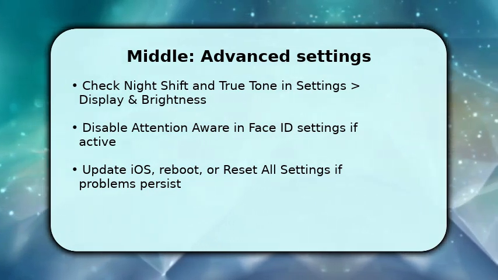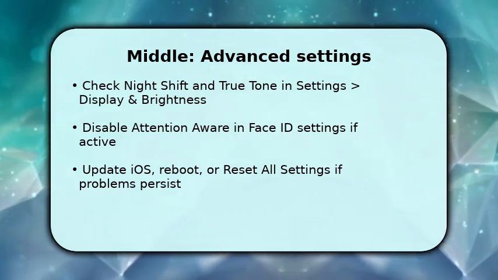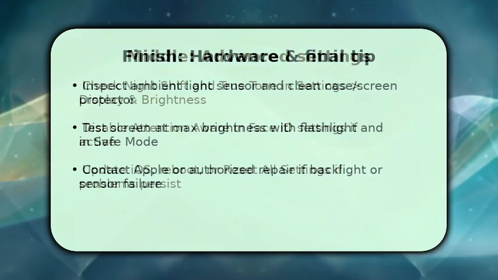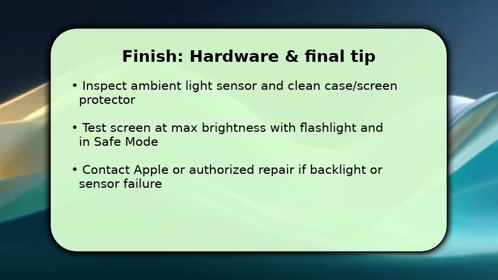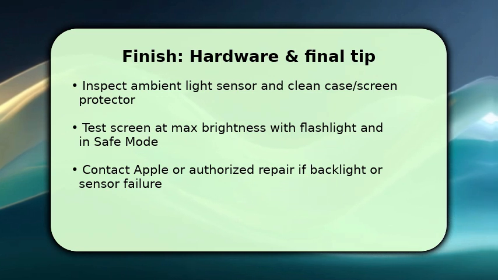If software corruption persists, reset all settings to clear problematic configurations without erasing data. To finish, verify it's not a hardware fault. Clean around the front camera area so the ambient light sensor isn't blocked, and remove any case or protector.